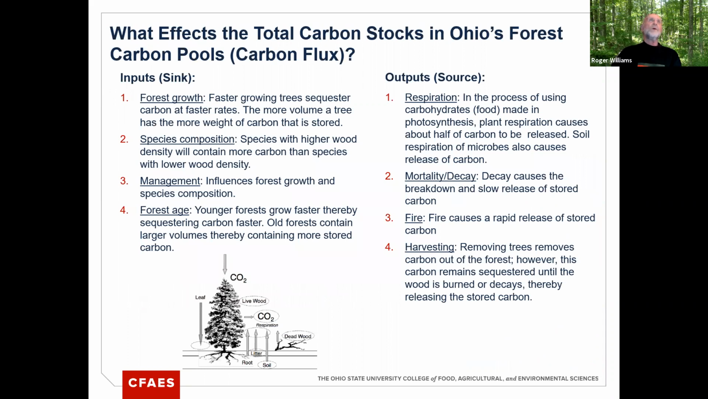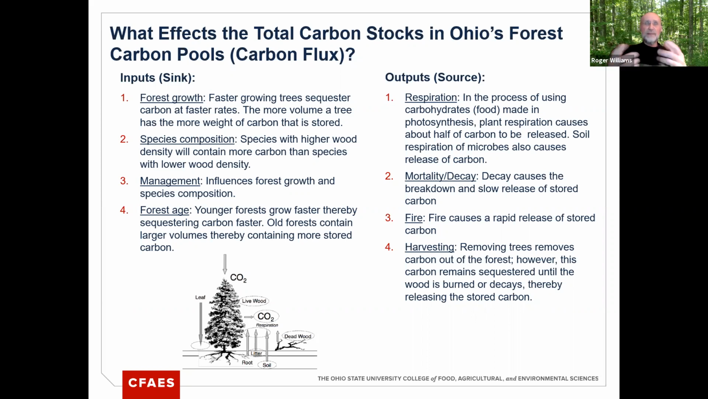So when we start thinking about this carbon flux, it's important to understand that when we're thinking about how much carbon our forests are actually netting out of the atmosphere, we have to look at what the different components are. When we start looking at the inputs, or the sink, forest growth becomes very important. Faster growing trees sequester carbon at faster rates. And the more volume a tree has, the more weight of carbon that is stored in that tree.